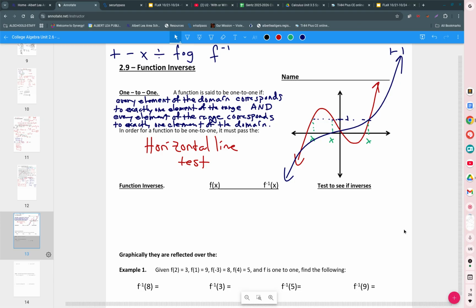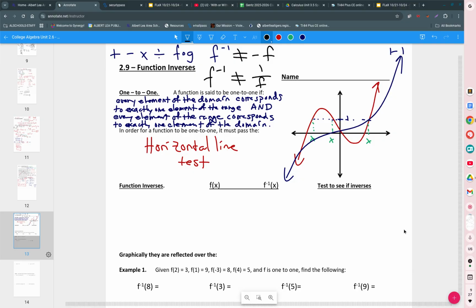All right. So, function inverses. Let's talk about what it's not. Okay? F inverse is not negative f. No. F inverse is not 1 over f. No, no, no, no, no. That's not what that means. Okay? It doesn't even mean we're taking it to like the -1 power.